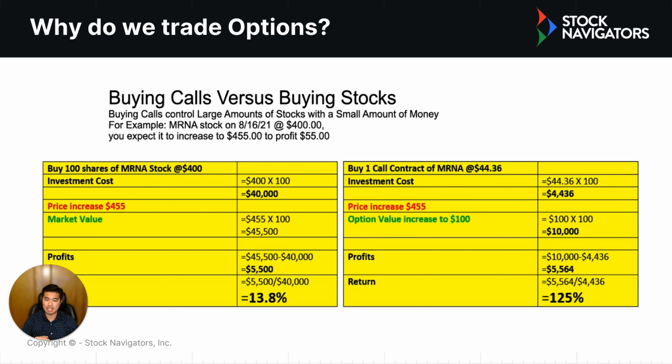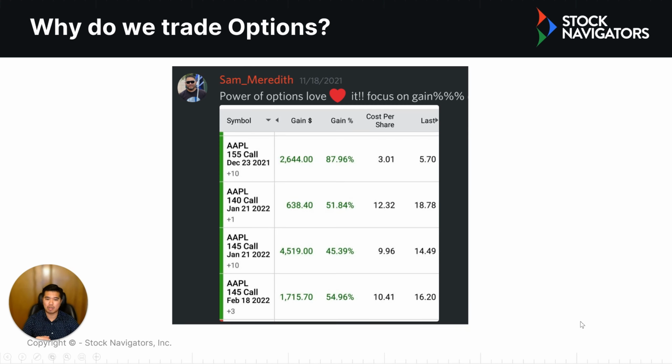Here is another example from one of our members in our active trader Discord. Sam purchased different Apple contracts at different strike prices. As you can tell, he purchased a $155 call, a $140 call, and a $145 call as well. If you look at these gains, Apple just moved up, let's say, 10 points, and his contracts already gained 87%, 51%, or 45%. That is the power of trading options.